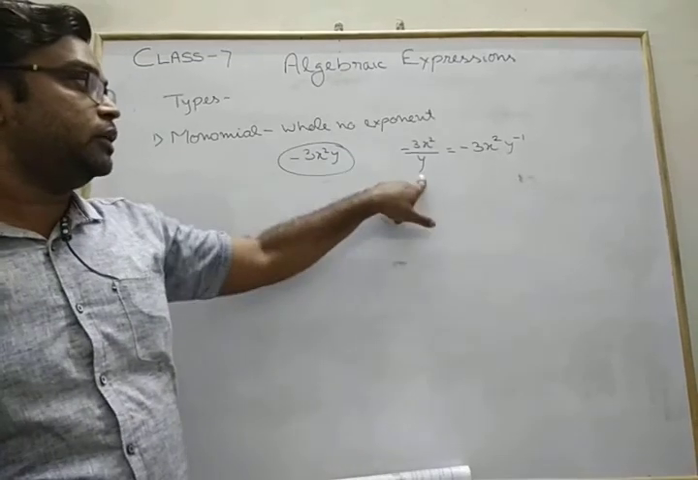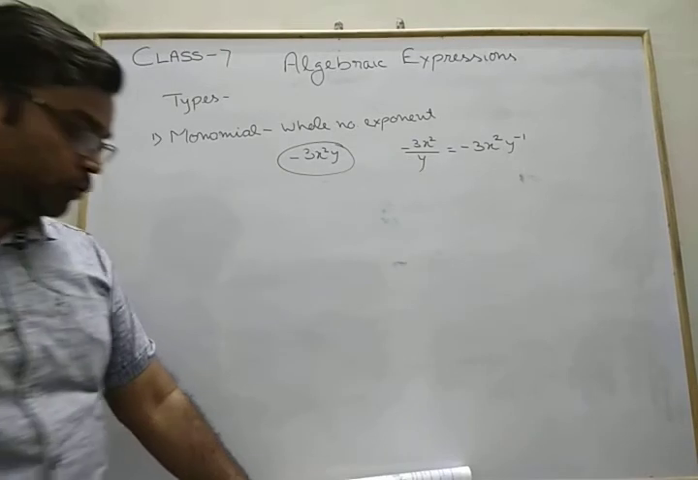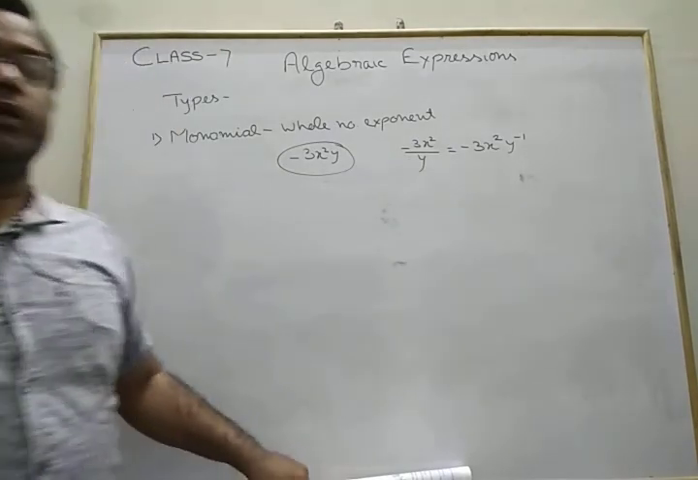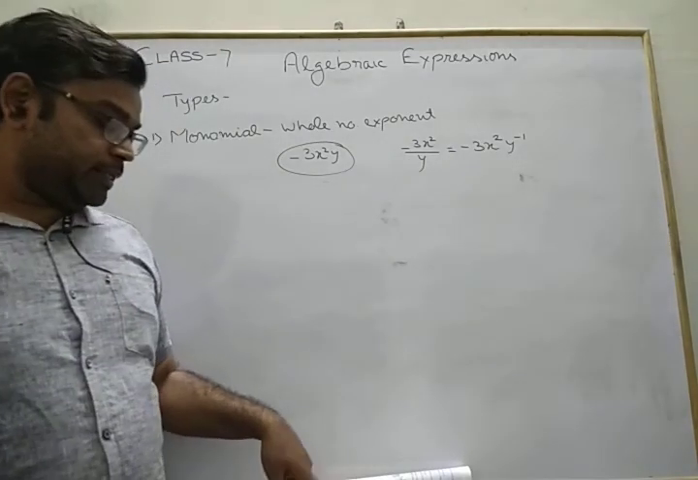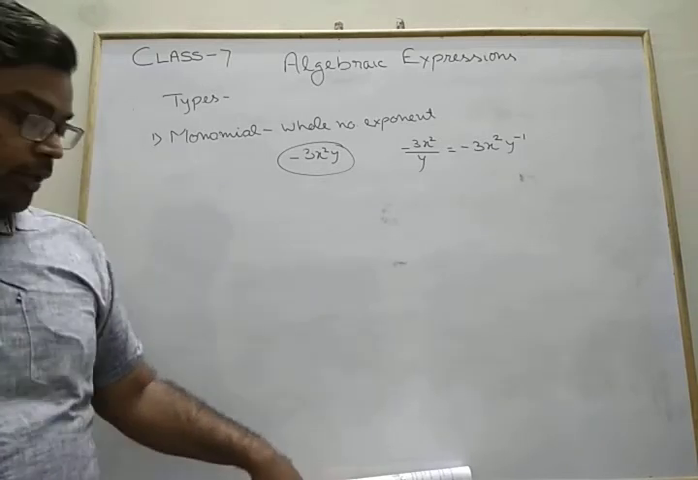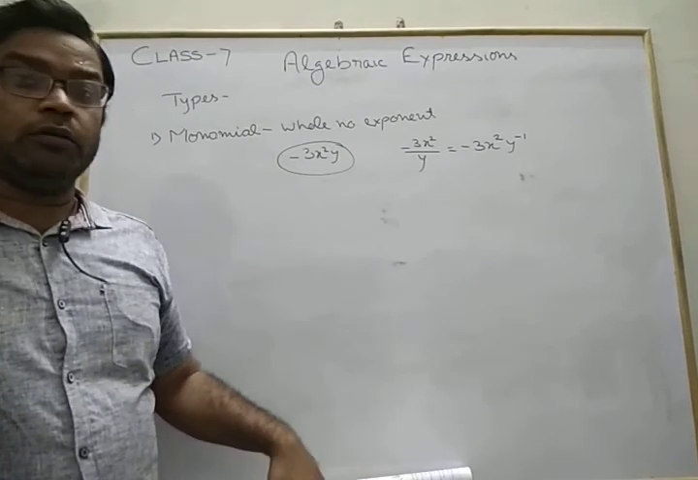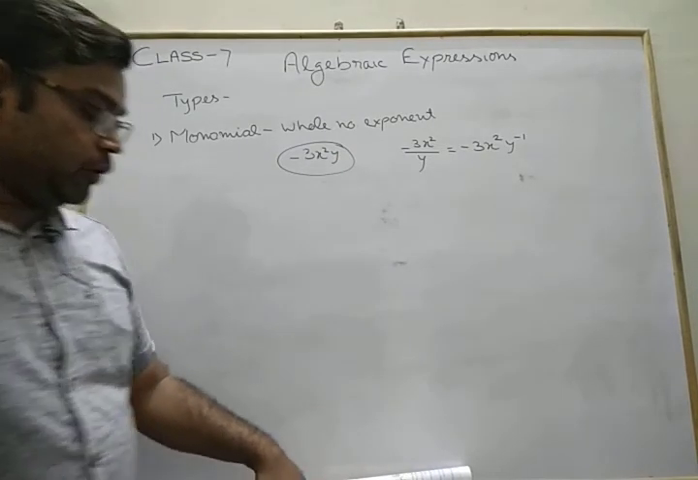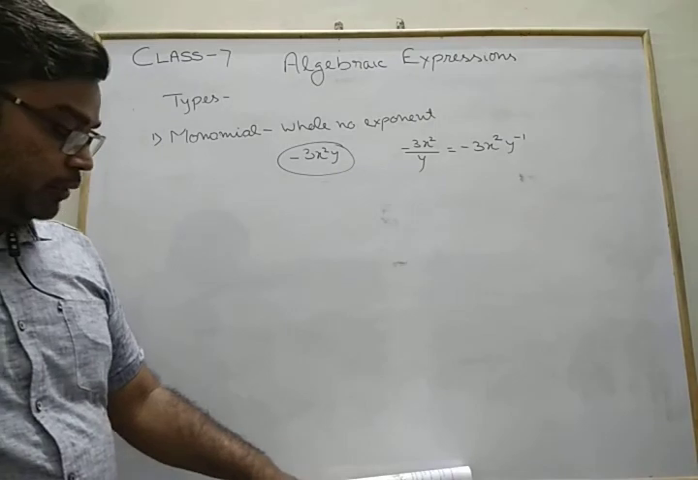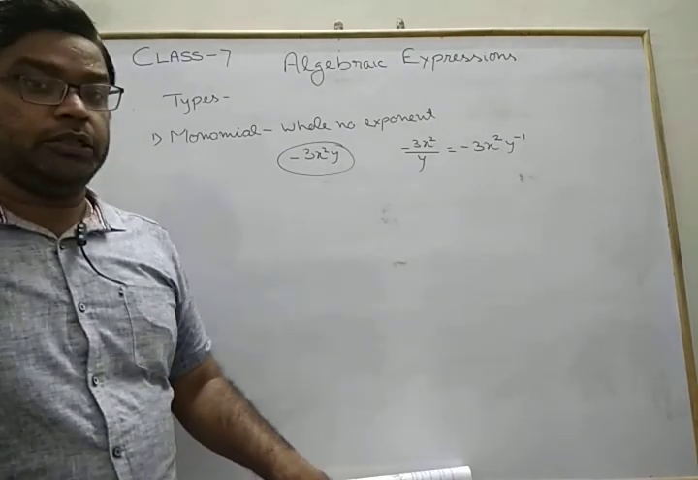This one, because its power is minus 1, is not a monomial. So hope it's understood. Now see what is given in the book. It says that a single term expression having a single term with whole number exponent is called a monomial. The degree of a monomial is the sum of the exponents of the variables. A constant has degree 0.